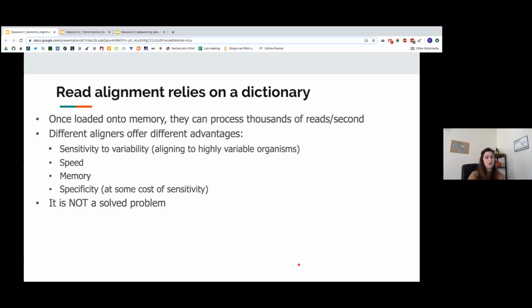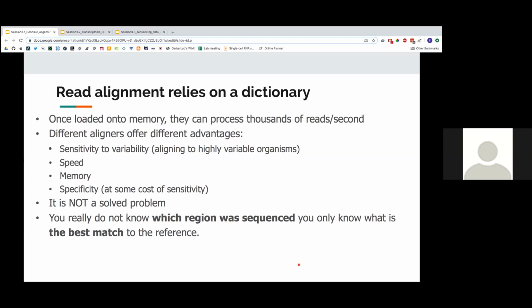Specificity, which comes at the cost of the sensitivity of your alignment. And this is by no means a solved problem. There are always new alignment algorithms showing up, so you shouldn't assume that the one you're using now is the same one you're going to be using 5 years from now, although some of them have become quite staples in our arsenal for pipelines, and they are still some of the best to solve this problem.